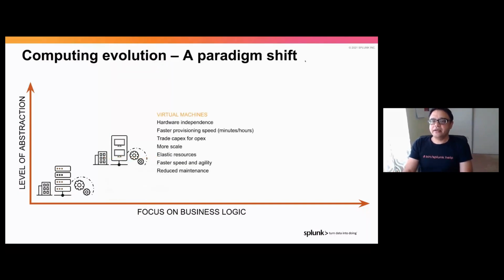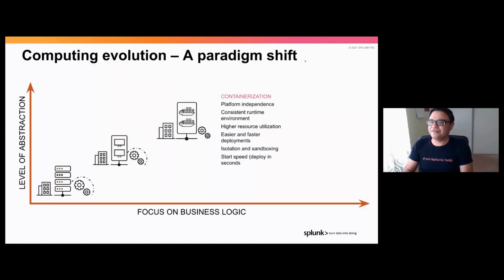Then we went into virtual machines. And virtual machines give us hardware independence. You can run many operating systems on that particular hardware. You have faster provisioning speed, minutes, hours. If you're running virtual machines in the cloud, you trade CapEx for OpEx. It can provide more scale because you can bin pack with virtual machines. You can run multiple virtual machines in a computer. It is elastic, and it provides speed and agility.